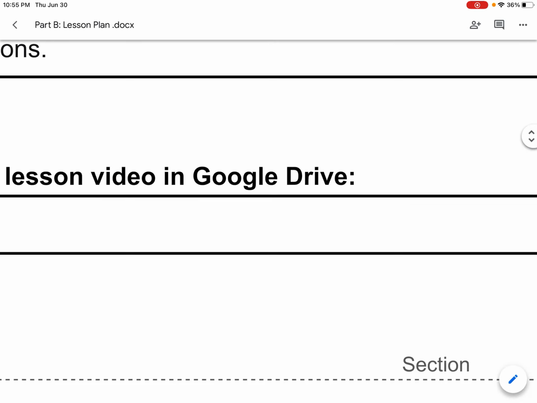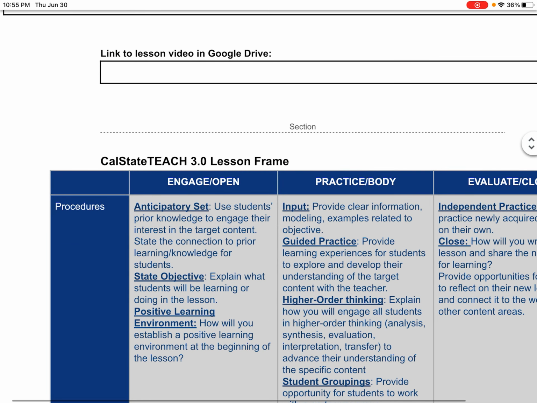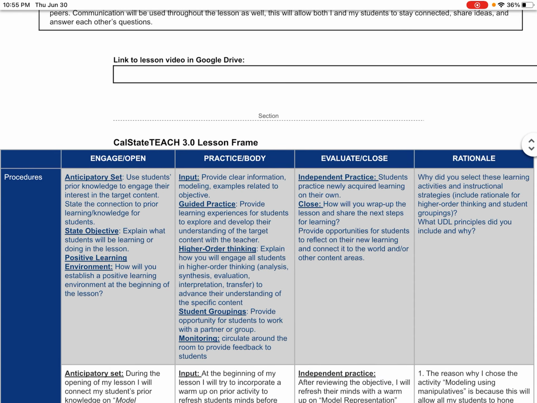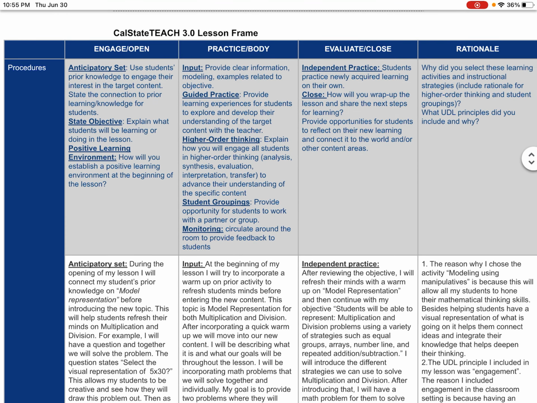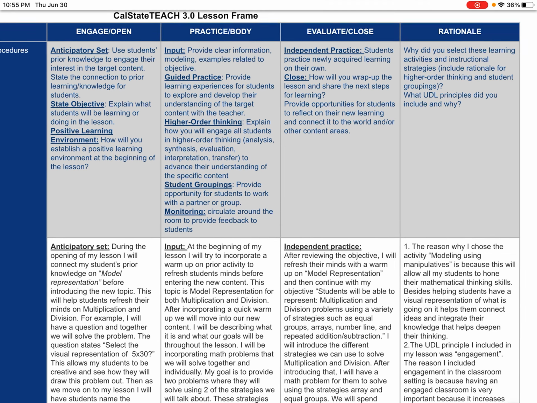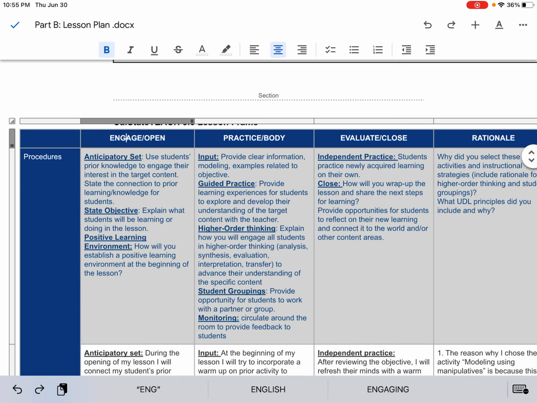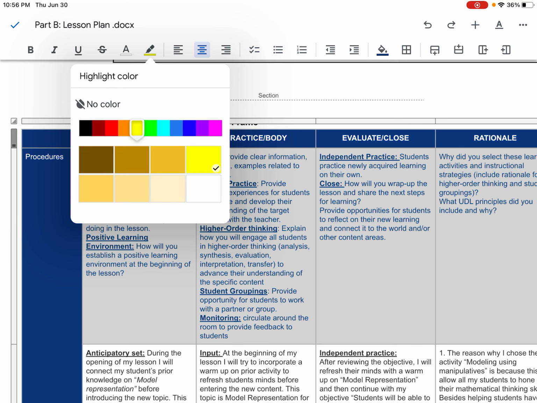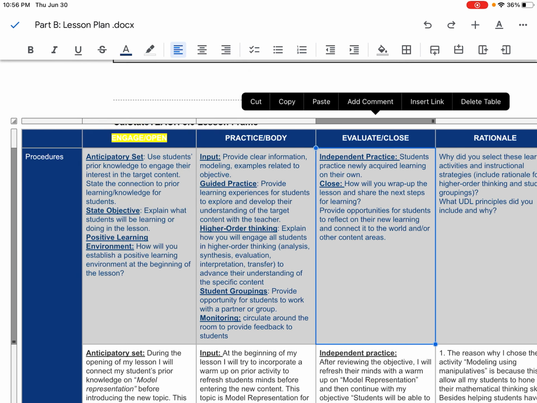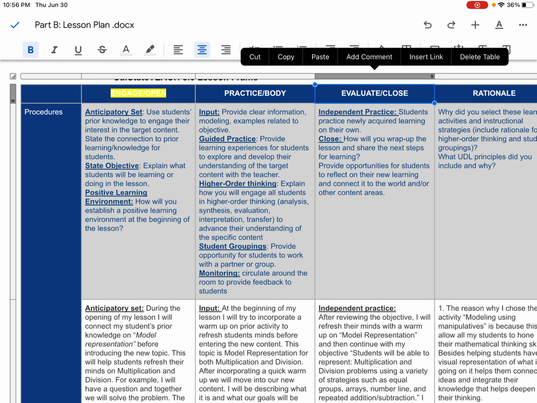And then this section for me is for YouTube videos or any type of videos that I'm using. If I were to use one in my lesson, the link would go right there, so the graders could get a view of it too. Then this section right here, if you can see, reads engage/open. That section just shows the beginning, and then if we go right here, it says practice/body, and then evaluate/close, and then rationale.